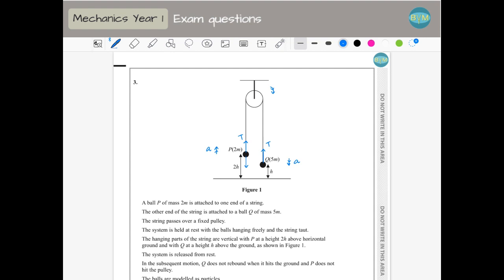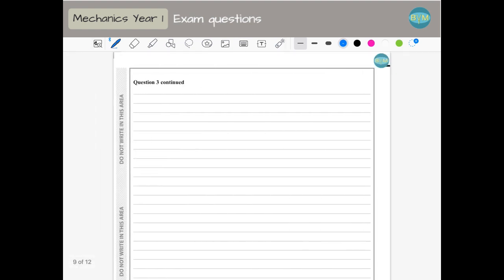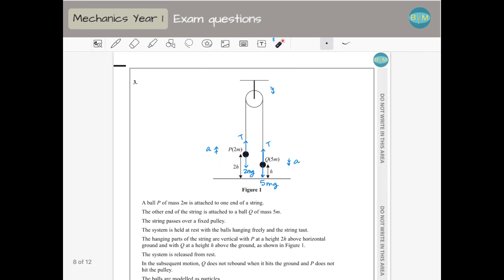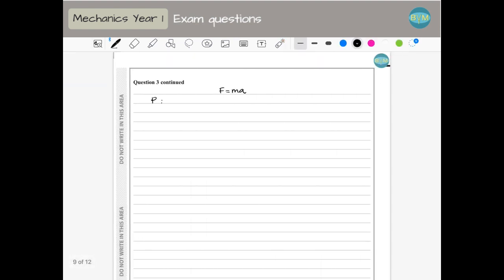And here I have 2mg, so the weight, and here I have 5mg. Those are the forces that are acting. So if we write the equation of motion for P first, remember I'm doing resultant force is mass times acceleration. For P, which is moving up, the resultant force is going to be T minus 2mg. If it's moving up, it's because this one is bigger. So we are going to write this one first. T minus 2mg is going to be mass, which is 2m, times acceleration.